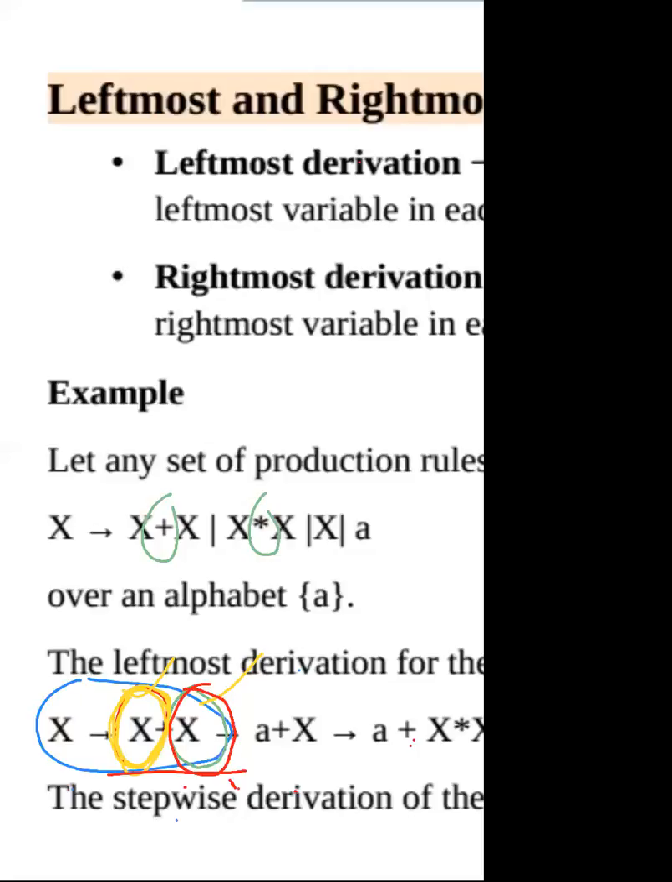So simply think of this. On the right hand side, you have two non-terminals, X plus X. If you replace the leftmost X, then it will be leftmost derivation. If you replace the rightmost X, then it will be rightmost derivation.